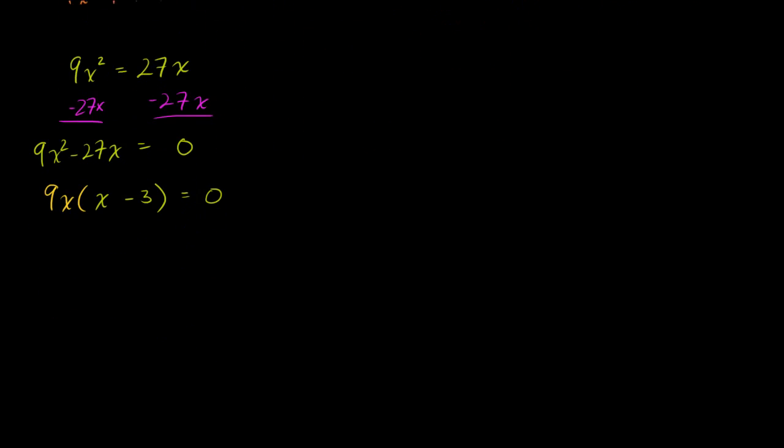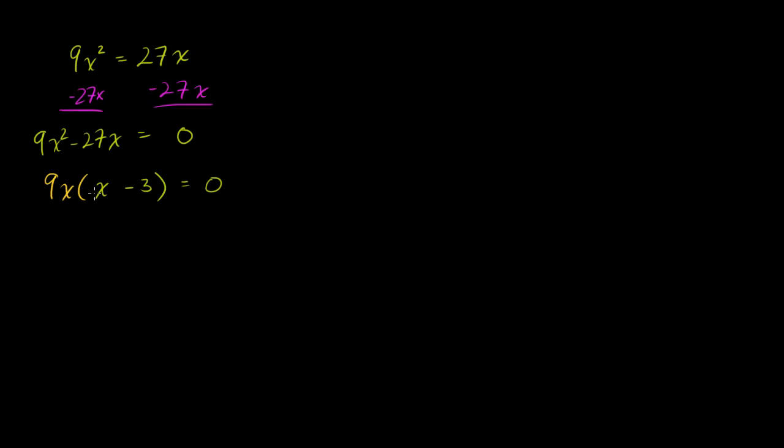Now this part is interesting. When I take the product of two numbers and I say they're equal to 0, let me do a little aside here. If I were to tell you that a times b is equal to 0, what does that tell us? That tells us that either a or b or both are 0. At least one of these two has to be 0. Maybe both of them are going to be equal to 0.